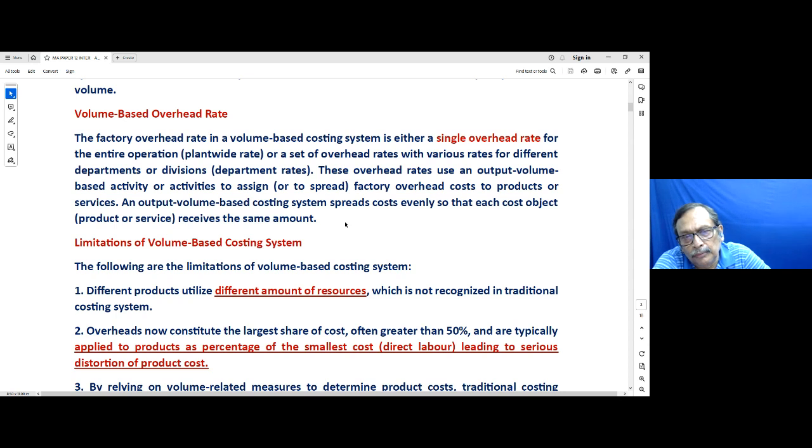An output volume-based costing system spreads cost evenly so that each cost object, product or service receives the same amount. So that is the fallacy, because if we are going to give emphasis on volume related and production related, then automatically the cost objects or the products will be getting the same amount of overhead absorption. That is not correct.